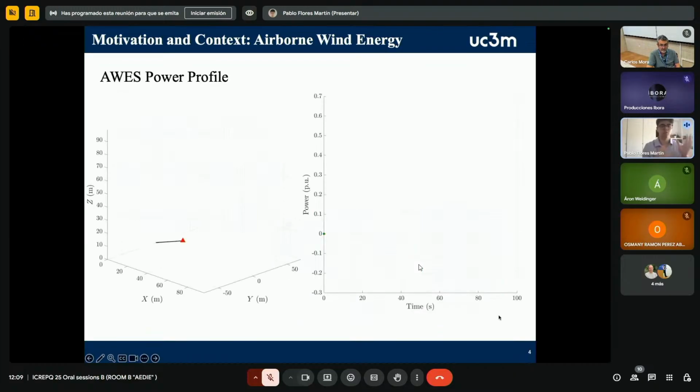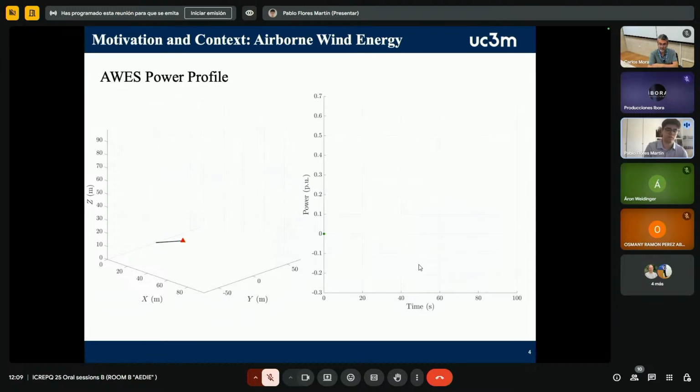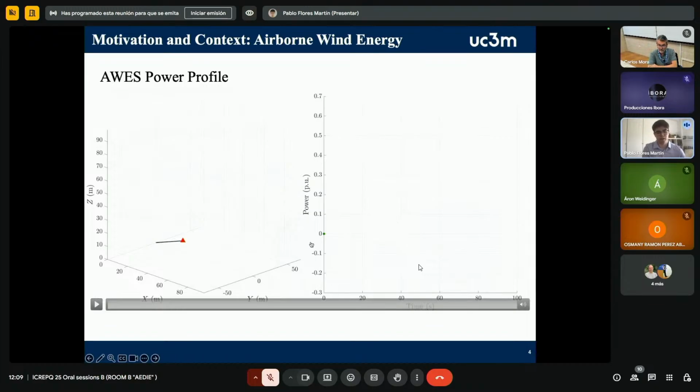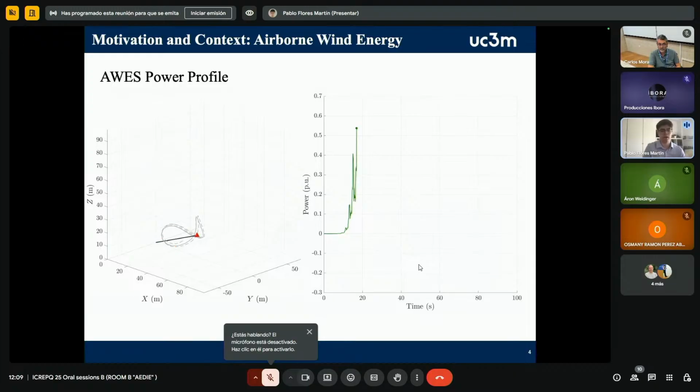However, AWES also comes with a major challenge, its power profile. To help illustrate this, I'd like to show a short animation. This animation will show here the kite path during flight, and here the power generated or consumed by the kite. At the beginning of the cycle, the kite stabilizes its position without reeling out, and no power is generated yet. Then the reel-out phase begins, the tether starts unwinding, and the kite begins to generate power.